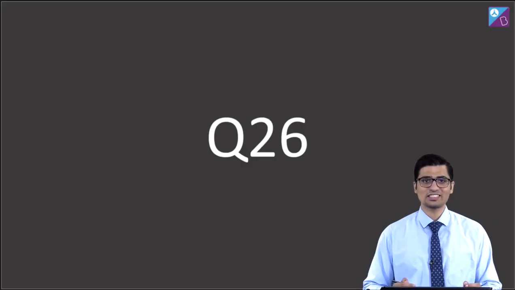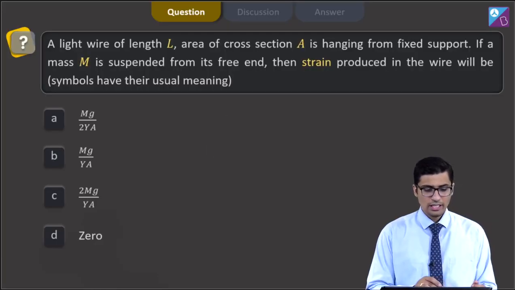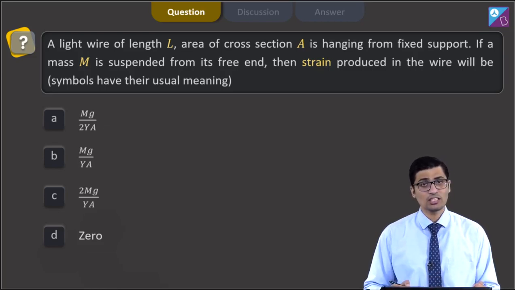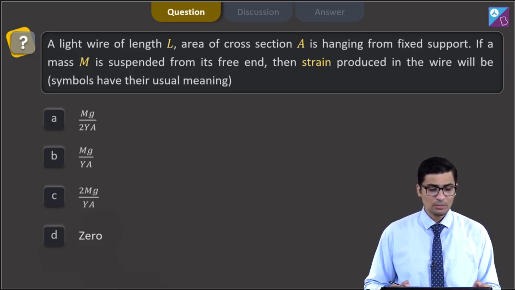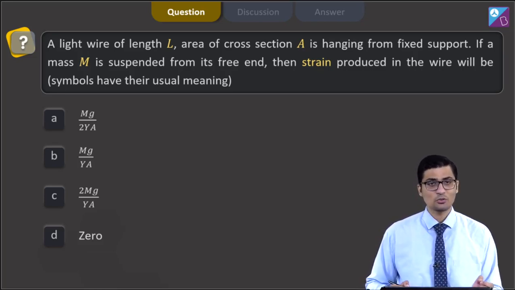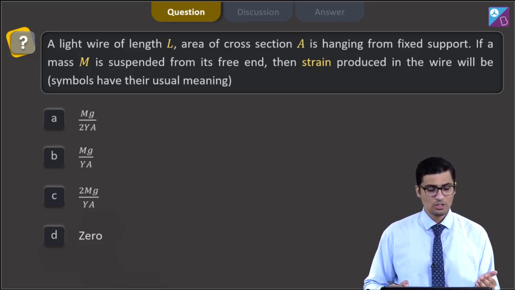This is question 26. A light wire of length L, area of cross section A is hanging from a fixed support. If a mass capital M is suspended from its free end, then strain produced in the wire will be. Symbols have the usual meanings. And the four options are mg by 2YA, mg by YA, 2mg by YA or 0.